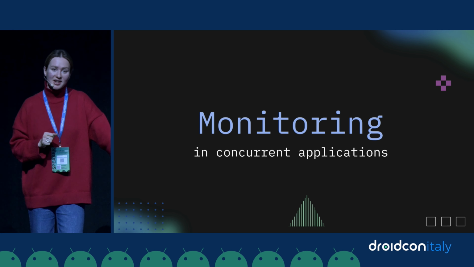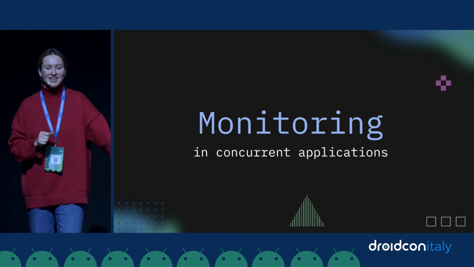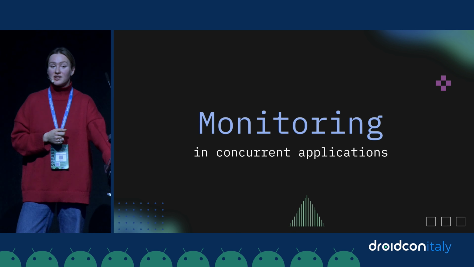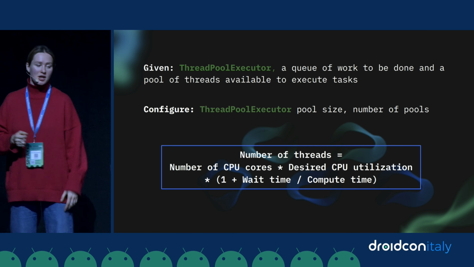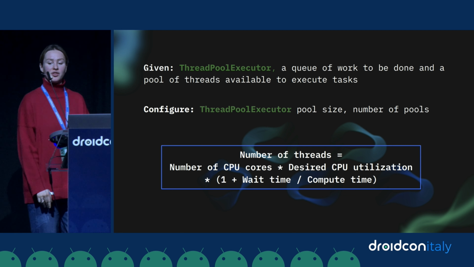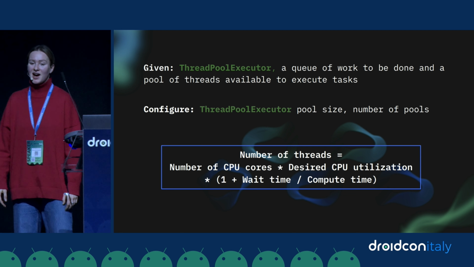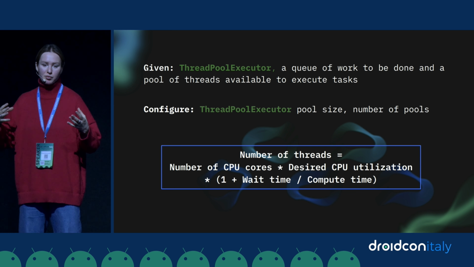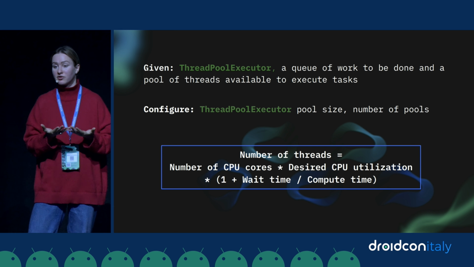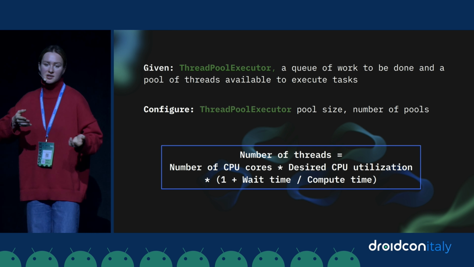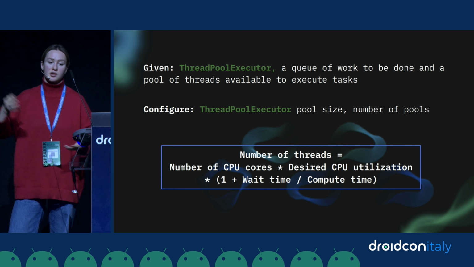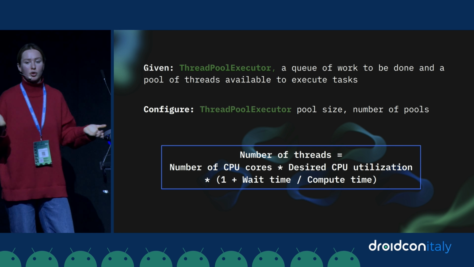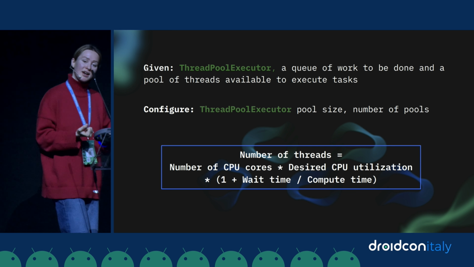The next point is indirect performance monitoring, and we're going to do this on the example of concurrent applications. So as an example, I decided to talk about the thread pool and thread pool executor. The concept of thread pools is pretty straightforward. You have a fixed thread pool with a size equal to the number of threads. Then you have a queue of tasks, and each thread takes a task, executes it, and returns to the pool. So here's an example of a formula, which is one of the many formulas that can be used to determine the initial size of the pool.